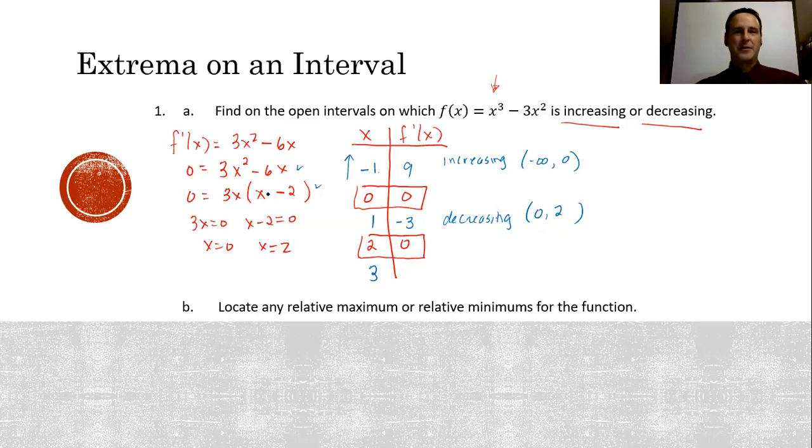And then finally 3, when you input that into our derivative function, 3 times 3 is 9, 3 minus 2 is 1, 9 times 1 is 9. So it is increasing.